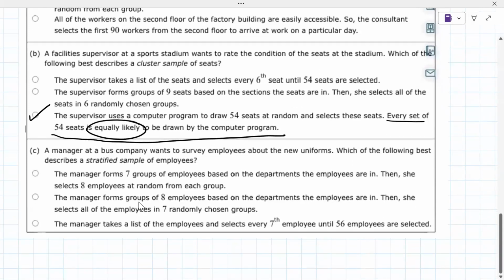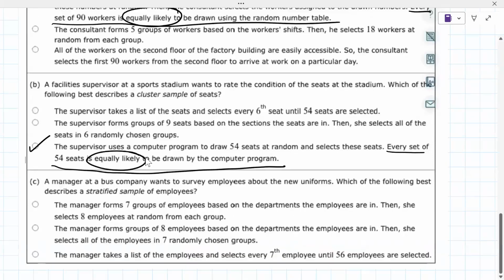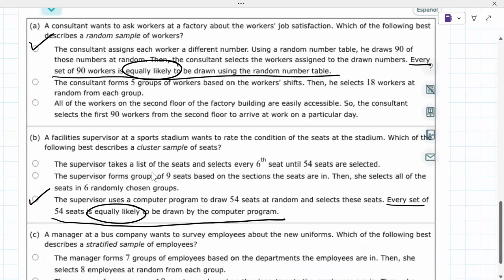All right, so I'm just looking at the last one. Manager key selects the employees at random, employees based on the departments the employees are in. So the last one, I'm sorry, sir. Whoa, I messed up here. Okay, I didn't pay attention.